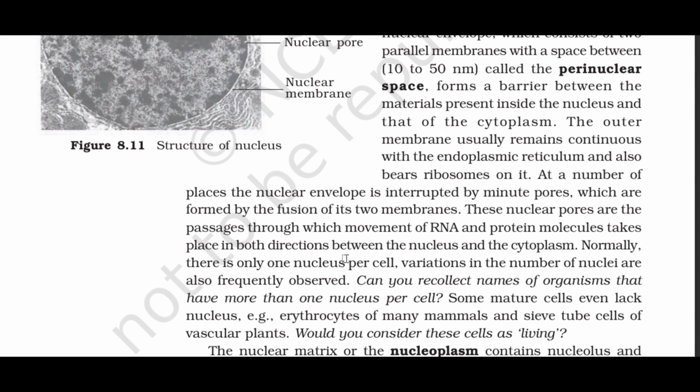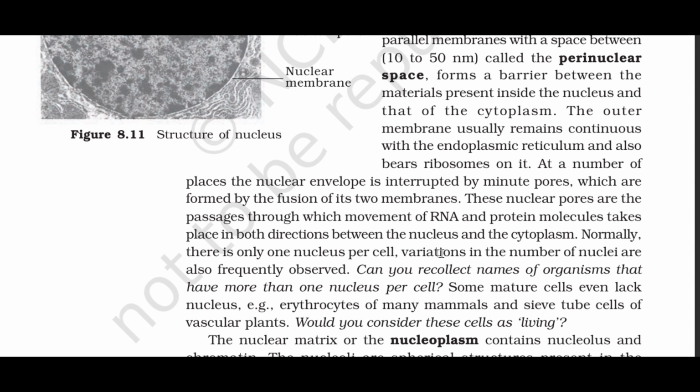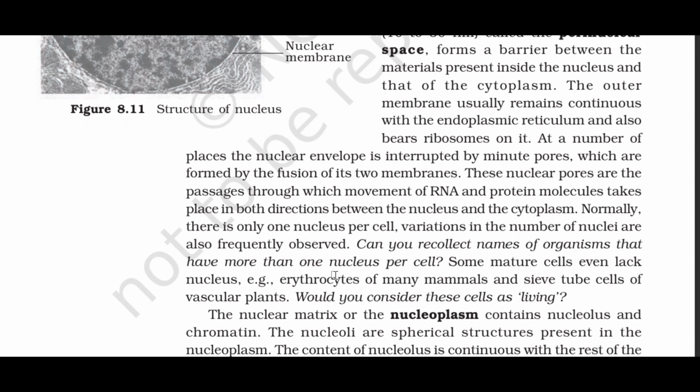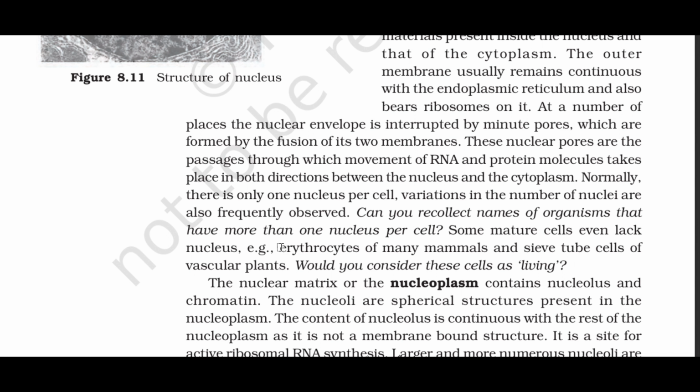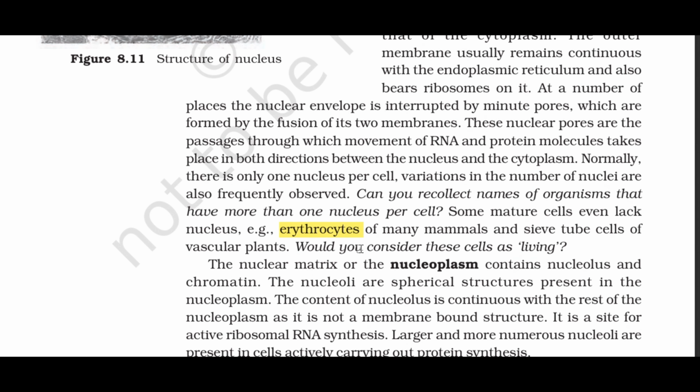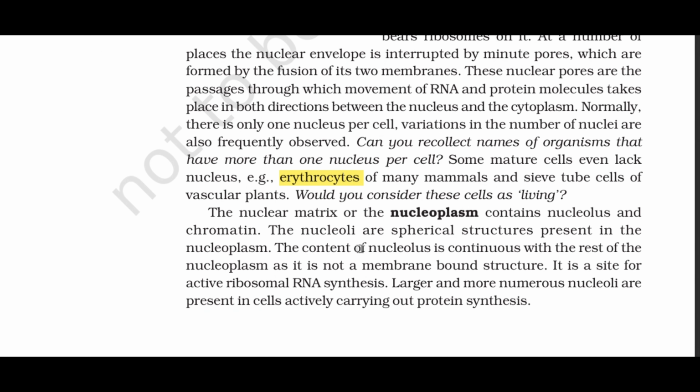Normally, there is only 1 nucleus per cell. Variations in the number of nuclei are also frequently observed. Can you recollect names of organisms that have more than 1 nucleus per cell? Some mature cells even lack a nucleus, for example, erythrocytes of many mammals and sieve tube cells of vascular plants. Would you consider these cells as living?